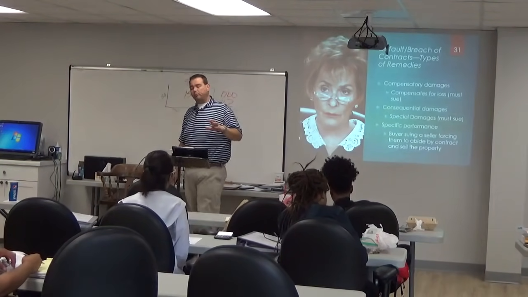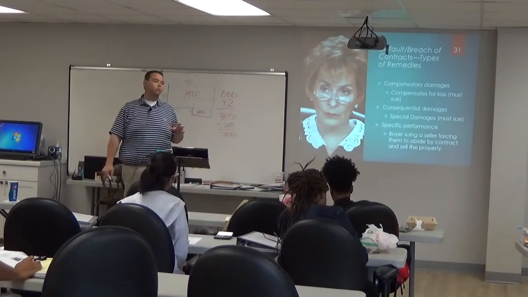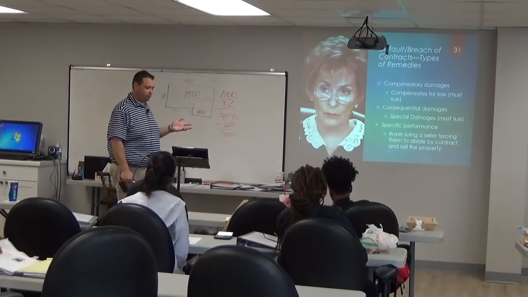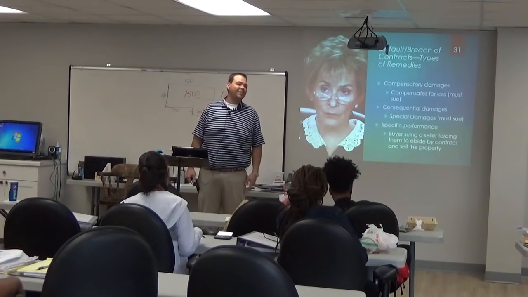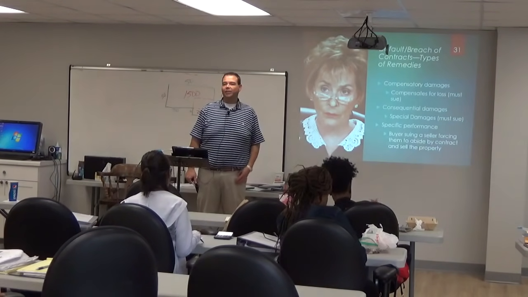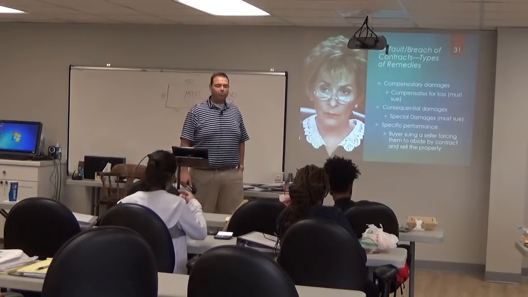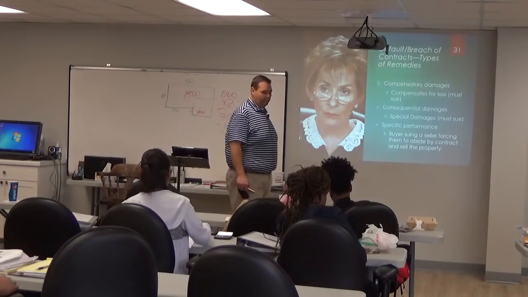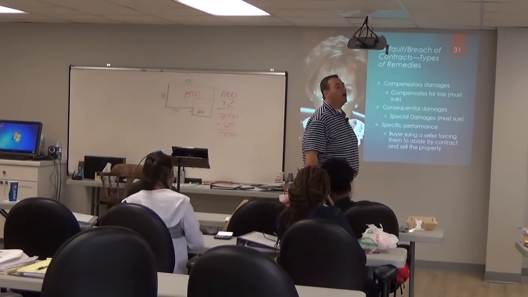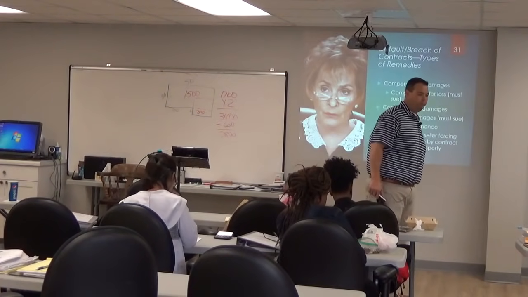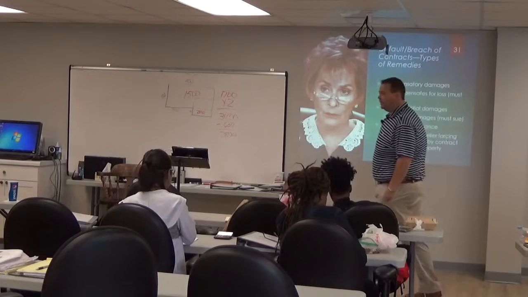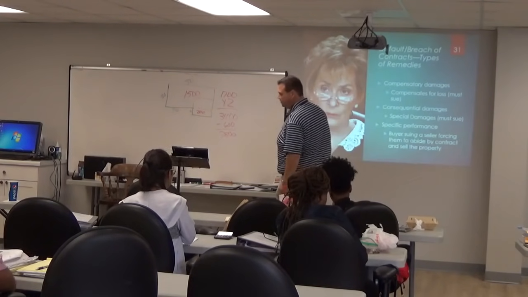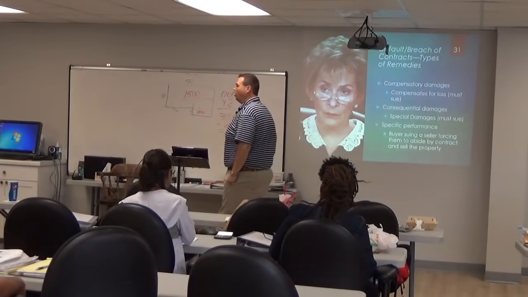The first type is called compensatory damages. And why do we have this lovely young lady's picture up here? Because this is where damages are decided. Where? In a court of law. Compensatory damages. The root word here is compensate. So you are compensating the other person for their loss.